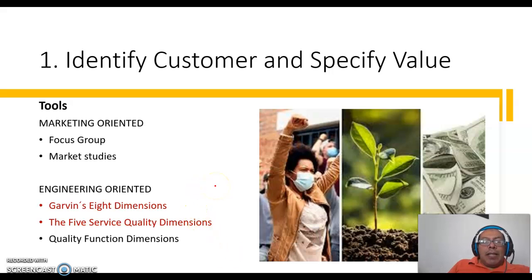Right now, on this activity, we're going to evaluate and develop two of the main engineering-oriented tools for specifying value: the 8 dimensions of quality, developed by Garvin, and the 5 service quality dimensions, which were created to define what value is in a service. In the following videos, we're going to see each of those tools, explain them and exemplify them. Thank you.